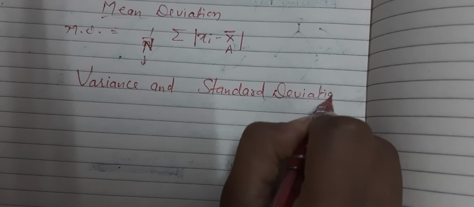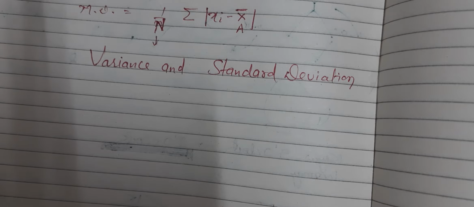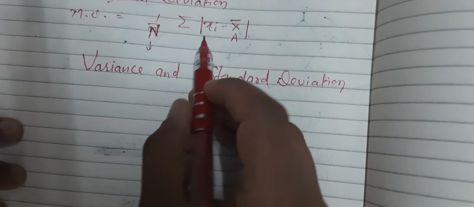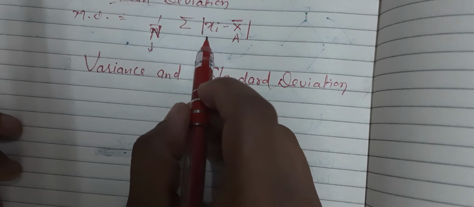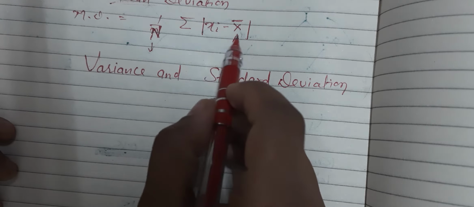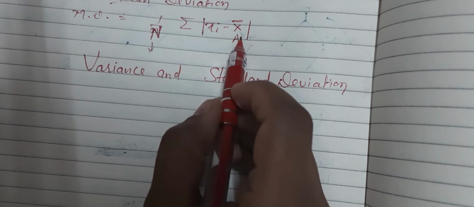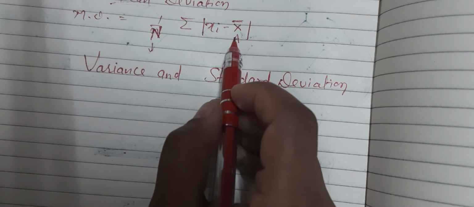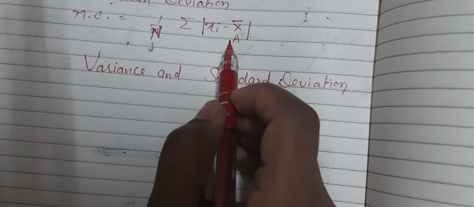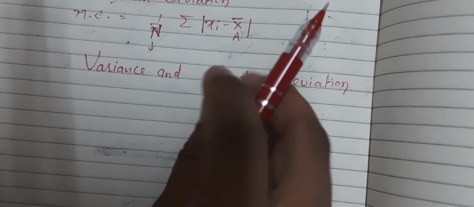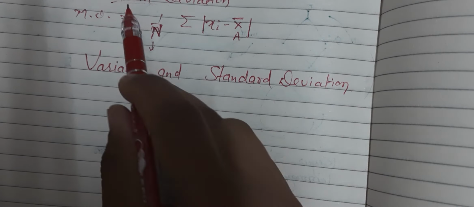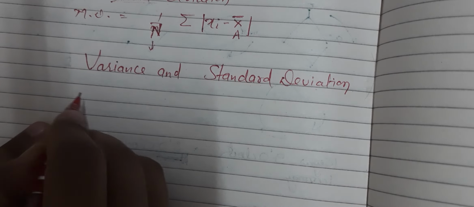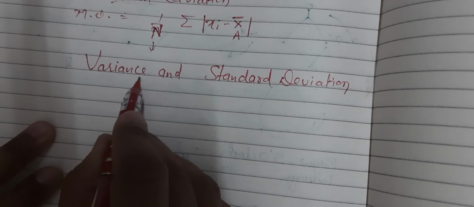Now what is this variance and standard deviation? There is only one change. See here, to find the sum, if we are getting a negative value, we have taken absolute value. Is there any other way to make this value positive? Yes, by taking square. So the only difference in the formula of mean deviation and standard deviation is this, and before we find standard deviation we will find variance.